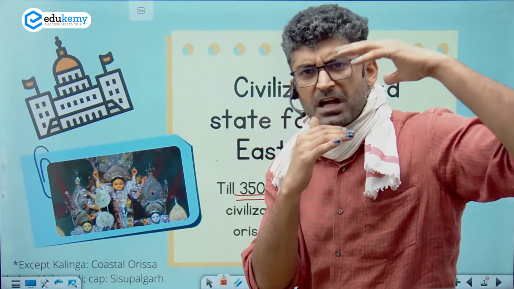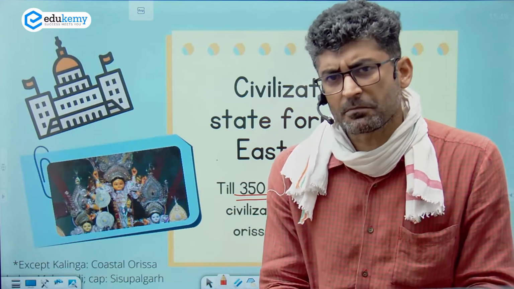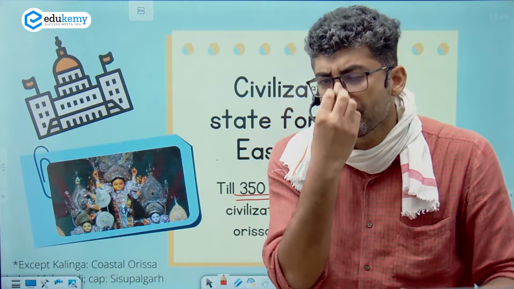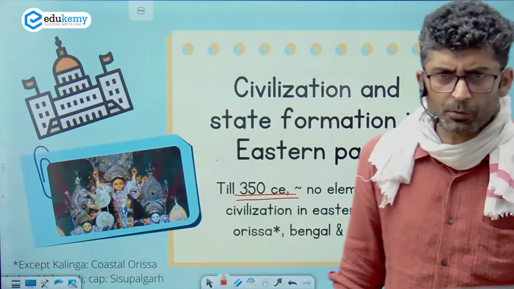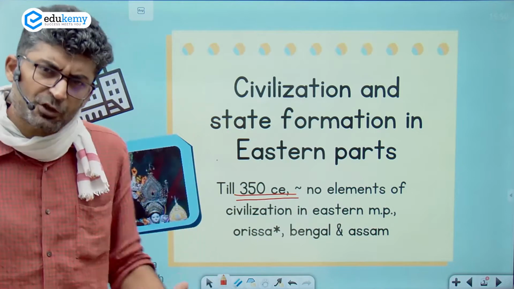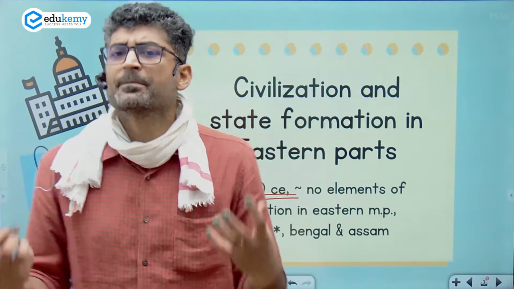Kalinga is between Ganjam district of Odisha to Srikakulam district in Andhra. That small stretch of coastal land is the historical Kalinga region. It had its capital as Shishupalgarh. It became very powerful under the Mahameghavanas, right? The King Kharavela. Okay. So as I was telling you, till 350 CE, this area is not drawing any historical record as such.